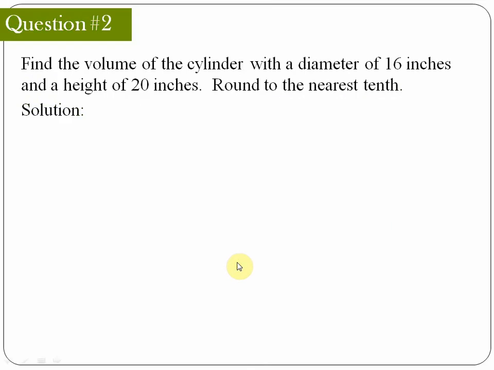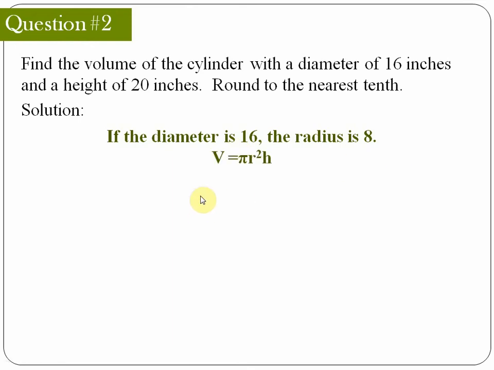Next, moving on, question number 2: find the volume of a cylinder with a diameter of 16 inches and a height of 20 inches. Round to the nearest tenth. This is a statement based question. He gave us the diameter, which is 16 inches, and you know that the diameter is double the radius. So when we halve this value, we get the radius. Diameter is 16, radius is 8.